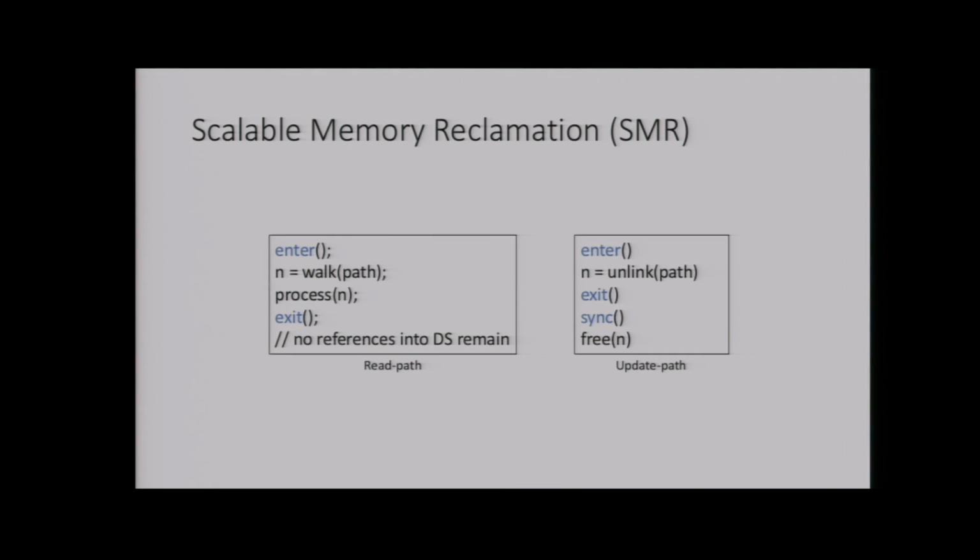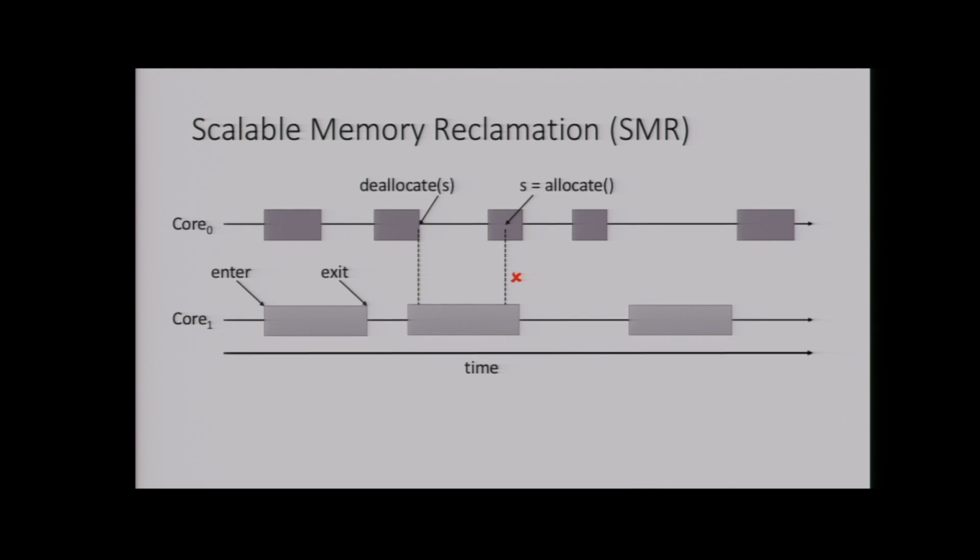Just like with locking, when we update the data structure, we enter just the same. We go through and do whatever we need to do. We exit, and then we want to do the synchronization operation, where we say, okay, I need to wait until no other parallel core could be accessing the data structure before I actually go through and deallocate this thing. This is one of the many APIs. This is just the one that I'm going to be borrowing for this talk.